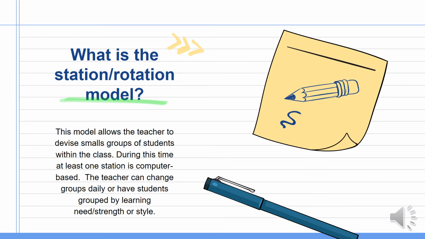So there are many variations of what the station rotation model can look like in your setting. And again, it'll look different depending on what grade level you teach. However, one thing that does stay the same is that it's small groups of students. One station should be computer-based, and the teacher has flexibility within making student groups.